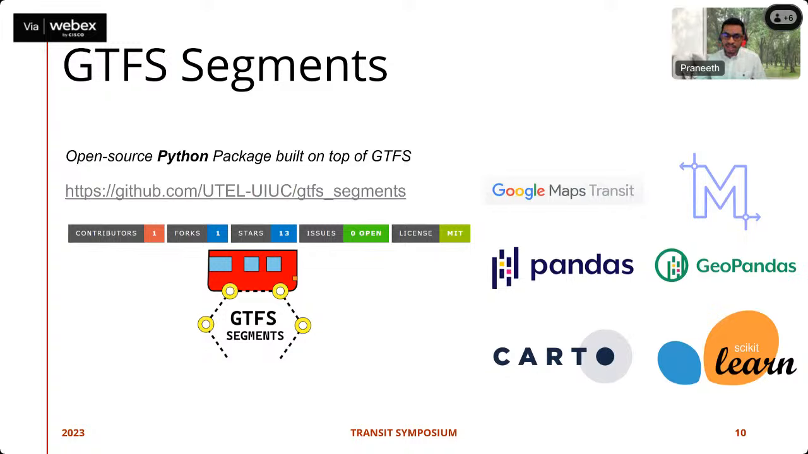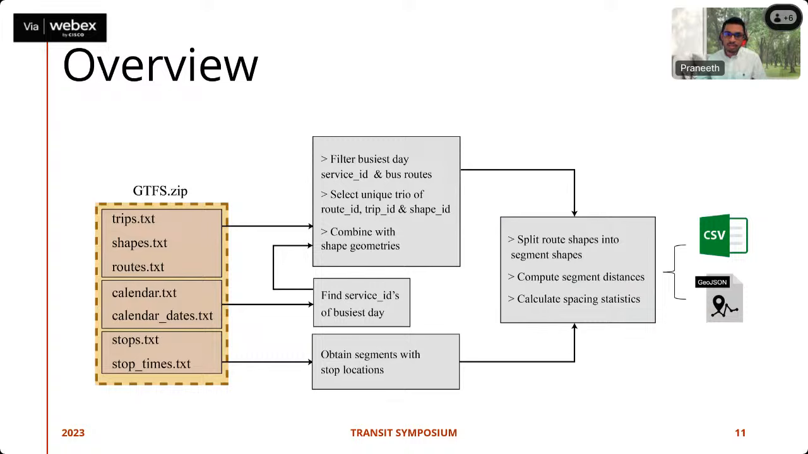To give an overview of the GTFS segments package and its inner workings, it takes the raw GTFS zip file and then filters the busiest day, which is used to compare different agencies or the agency with itself. And then the segments are obtained by splitting the route shapes into the segment shapes. And finally, you could export this to formats like CSV or GeoJSON. Let me focus on one particular part, which is splitting the route shapes into segment shapes. That is a little bit challenging and also interesting.